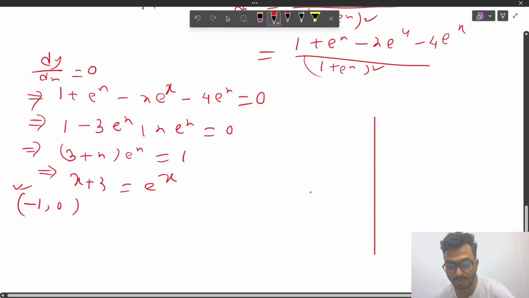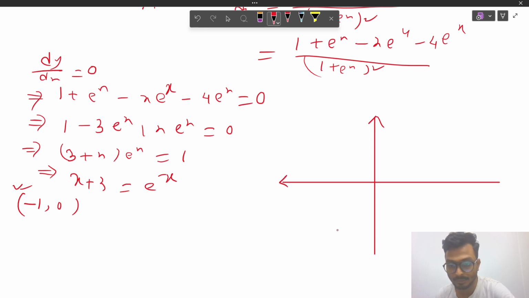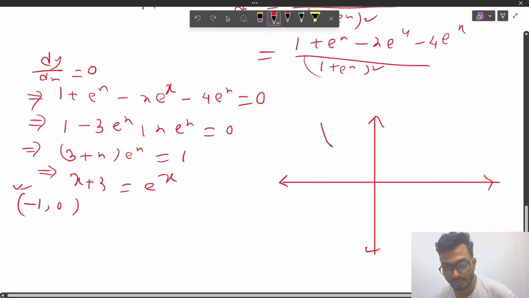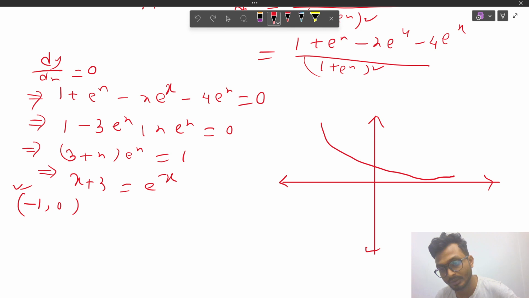So we will use the graphical method. This is our coordinate axis, and let us draw e to power minus x. It will look like this, right? So this is e to power x, and this is e to power minus x.